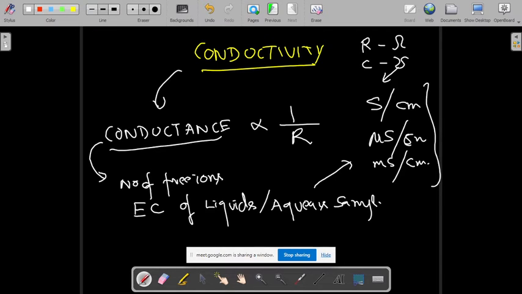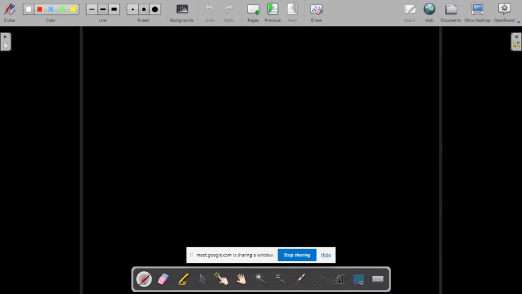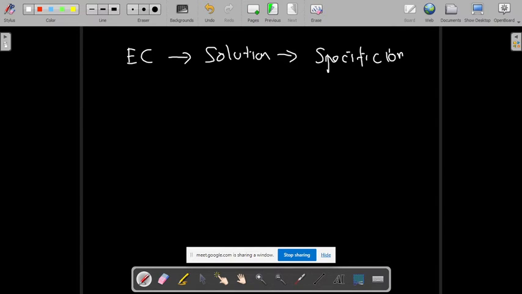Another thing: when I say electrical conductivity of a solution, it does not tell you the constituent specific ions. It does not tell you what the specific ions are.